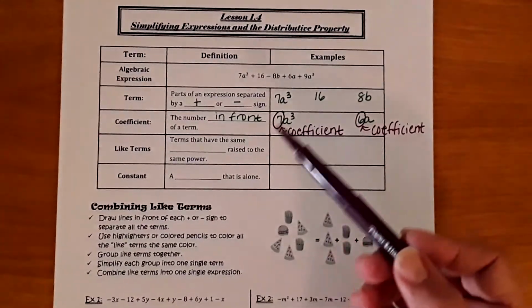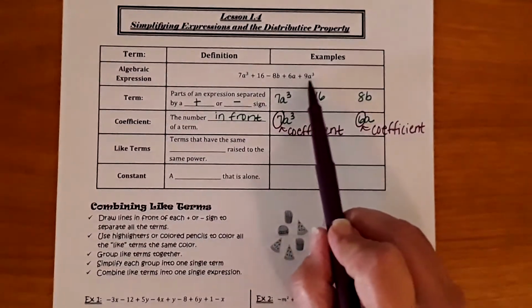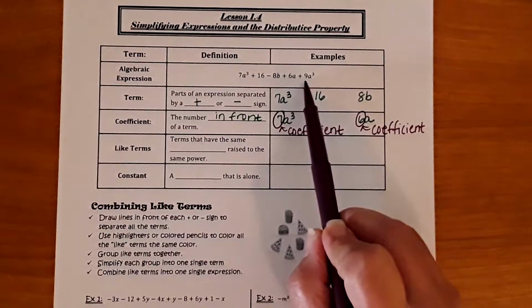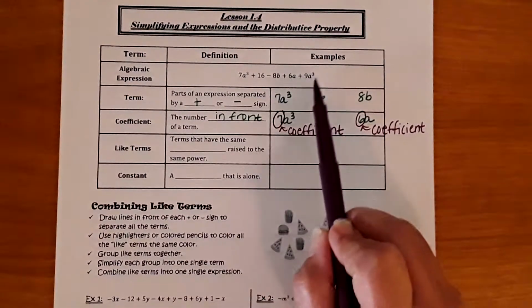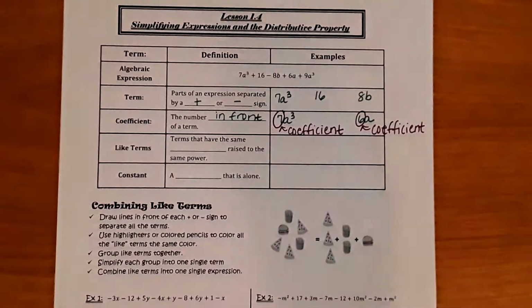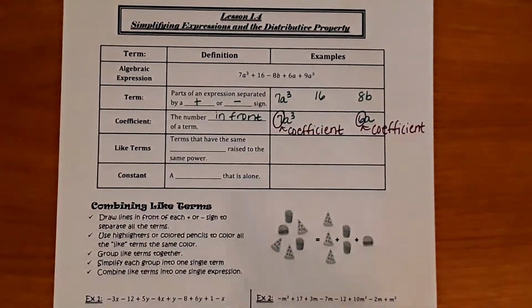So let's go over that again. Let's look at 9a to the third. 9 is the coefficient, a to the third is the variable, the entire thing is the term, okay?